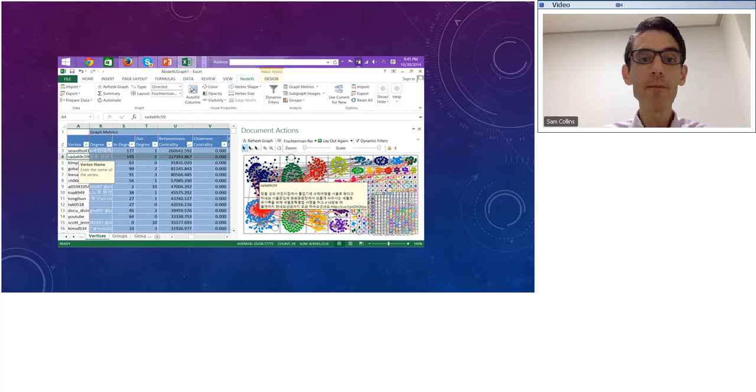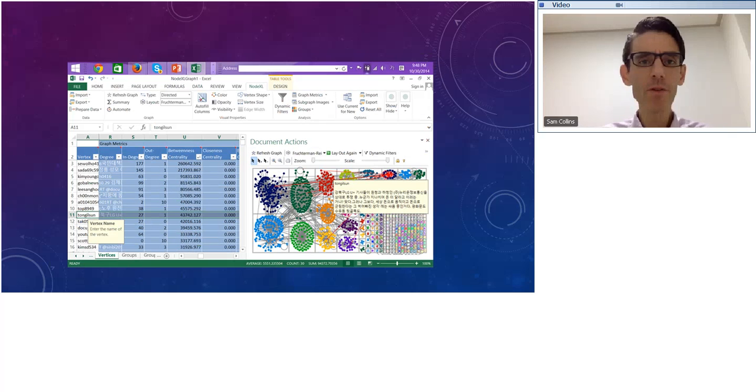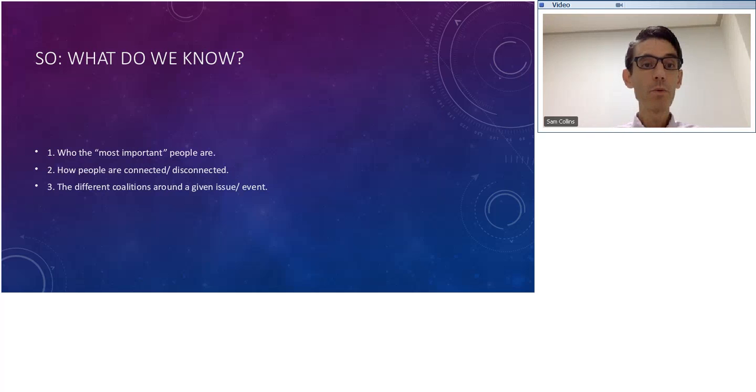So now I'm getting a sense of what the field is here. If you want to think of it again as a physical space, because that's what I'm talking about, during the several day period that I downloaded this Twitter data for, I get a bunch of posts that are about different topics by different groups. So now I know who the most important people are, depending on how I define that, and how people are connected to each other, and if it's an issue or an event, the different coalitions around that.